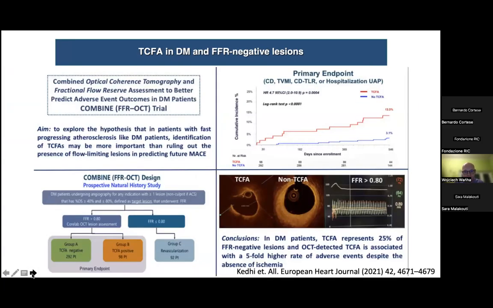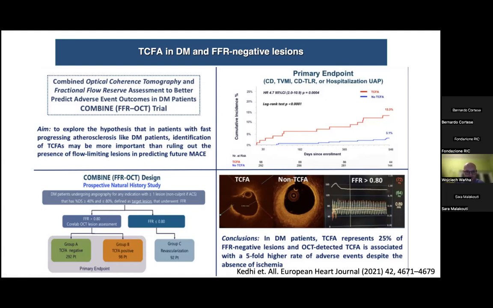The other quite interesting study is the combined FFR-OCT study, in which our university, our department, also played a role. The study was presented by Edwin Kedhi and published in 2021 in the European Heart Journal. That study assessed patients with diabetes mellitus who had coronary artery disease on angiography with more than 40% stenosis, however less than 80% stenosis.